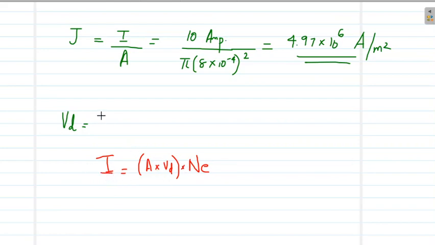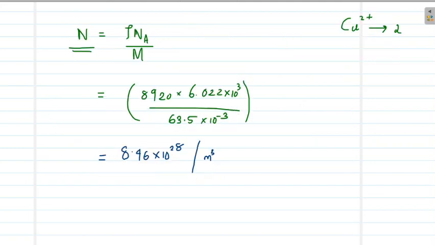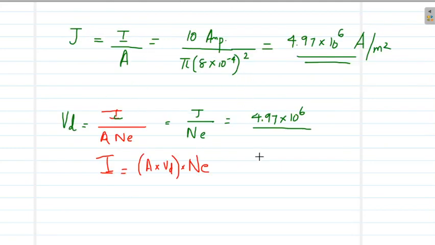So what will be drift velocity? It will be I by area into n into e. So we have already calculated I by A, which is J. So drift velocity will be J by ne. So we know the value of J and n. J is 4.97 into 10 raised to 6. And n, from the previous calculation, we know the value of n. So n is 8.46 into 10 raised to 28. And the charge of electron is 1.6 into 10 raised to minus 19.